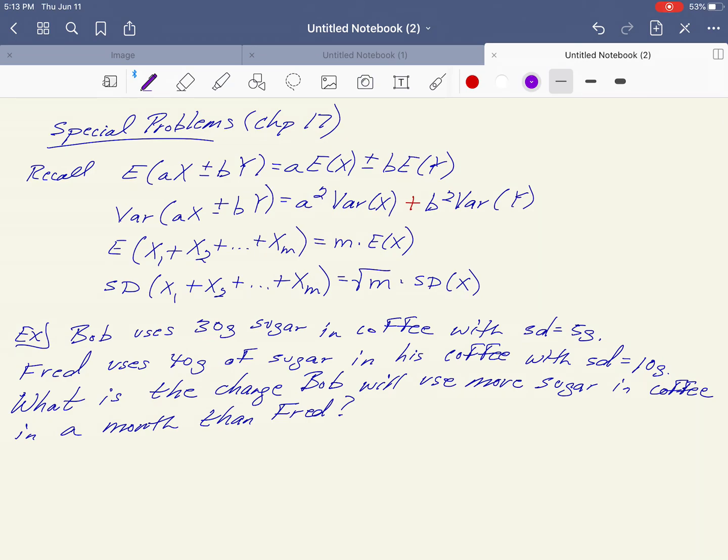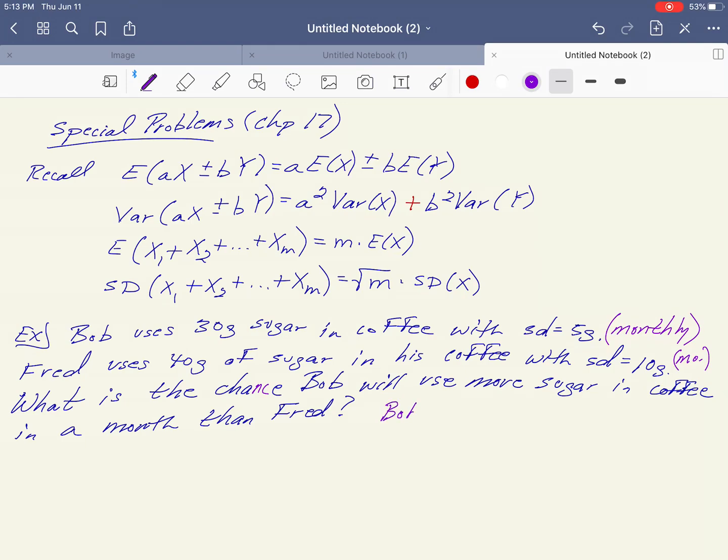Let's practice though. Here it says Bob uses 30 grams of sugar in his coffee with a standard deviation of 5 grams, and this is monthly. Fred uses 40 grams of sugar in his coffee with a standard deviation of 10 grams, also monthly. What is the chance that Bob will use more sugar in his coffee in a month than Fred?